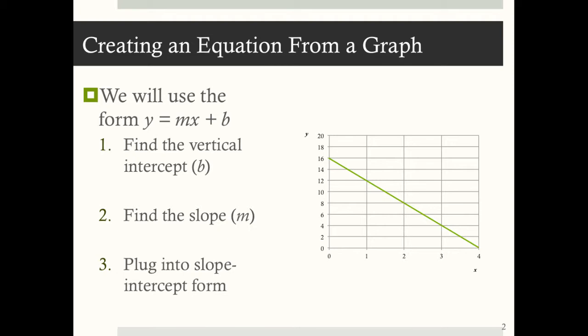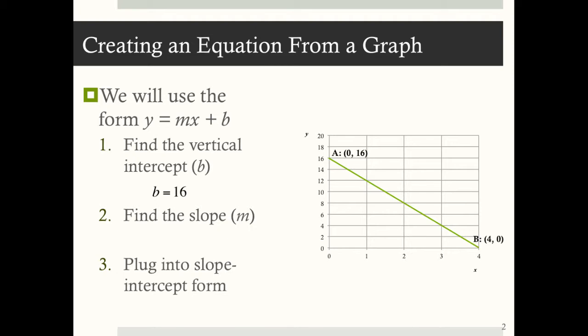For example, let's consider this graph right here. I want to create an equation for it. So the first thing I'm going to do is find the vertical intercept, and that's 16. The vertical intercept is what y is when x is equal to 0. So here the ordered pair for the vertical intercept is (0, 16).